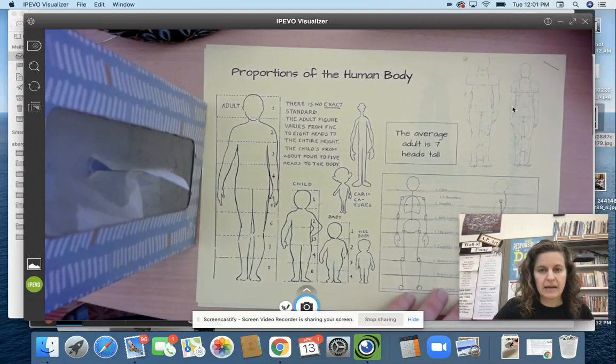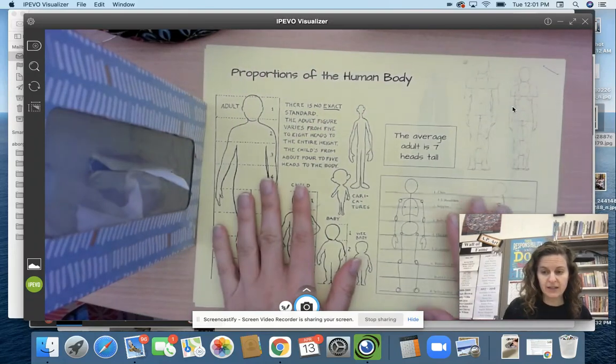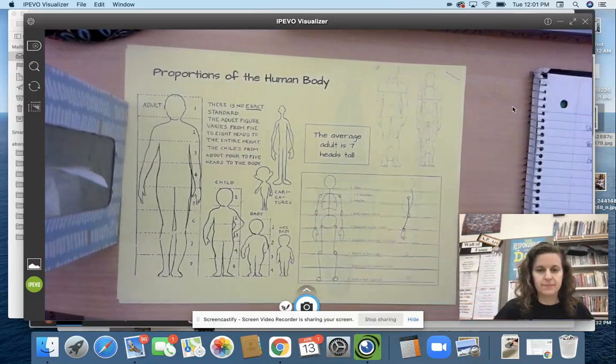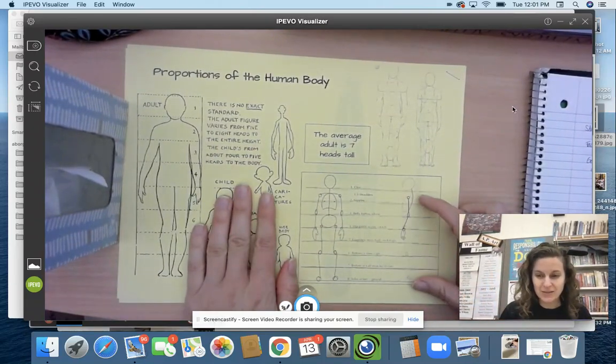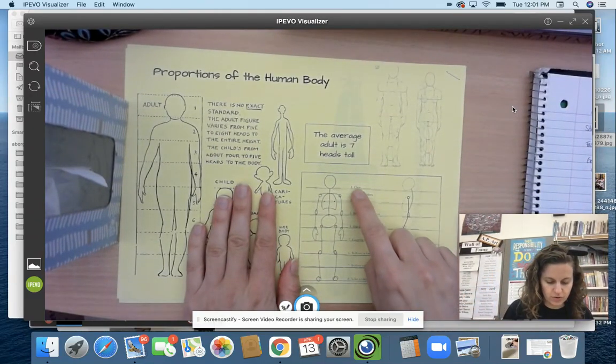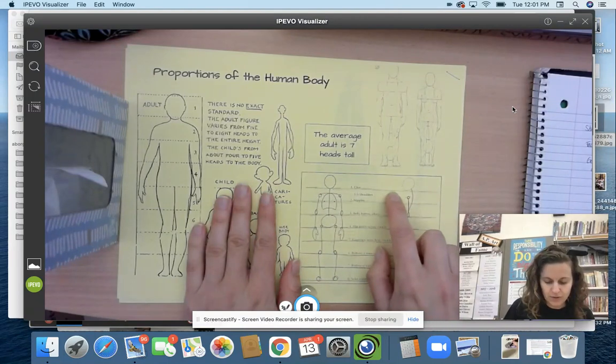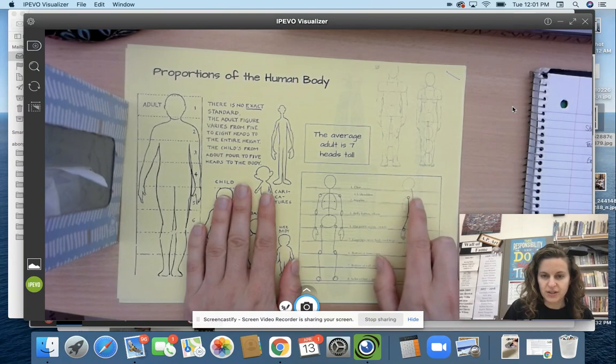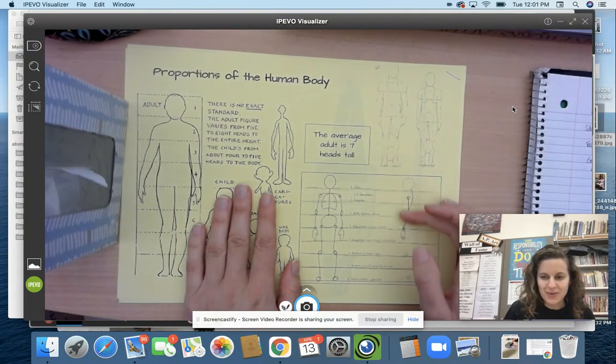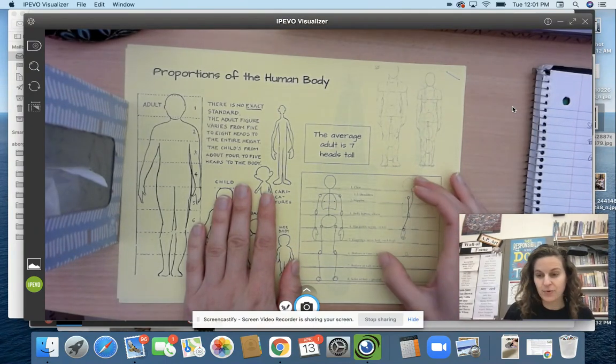Right, let's talk about the proportions of the human body. You guys got this little packet. Now, when I went to copy this, the copy didn't come out so good. So it shows you all the lines that need to come across here, so I went in with my pencil and just darkened them. That way you can see how the human body is separated.